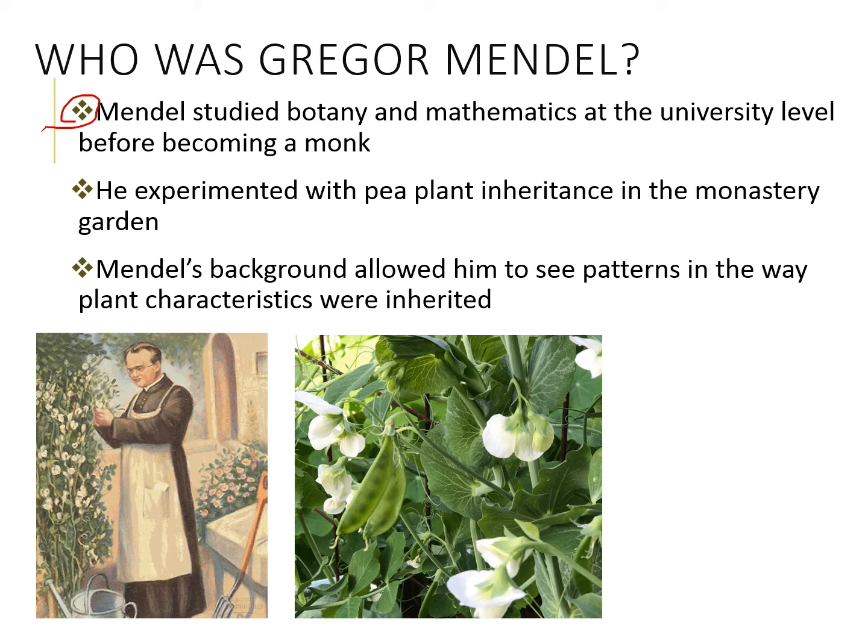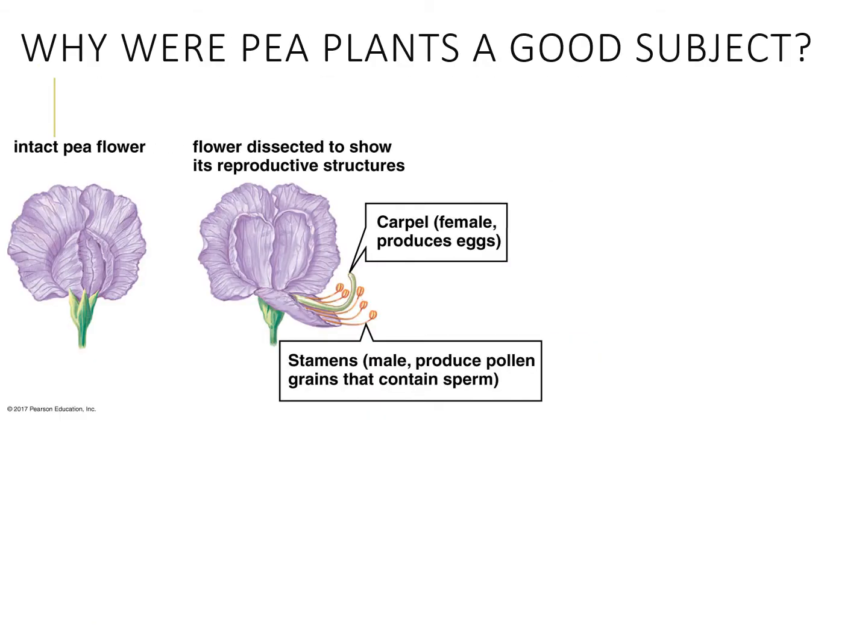Gregor Mendel studied botany and mathematics, so he is very well trained to be able to observe patterns in a numerical way. He experimented with pea plant inheritance in his monastery garden, and Mendel's background allowed him to see patterns in the way plant characteristics were inherited.